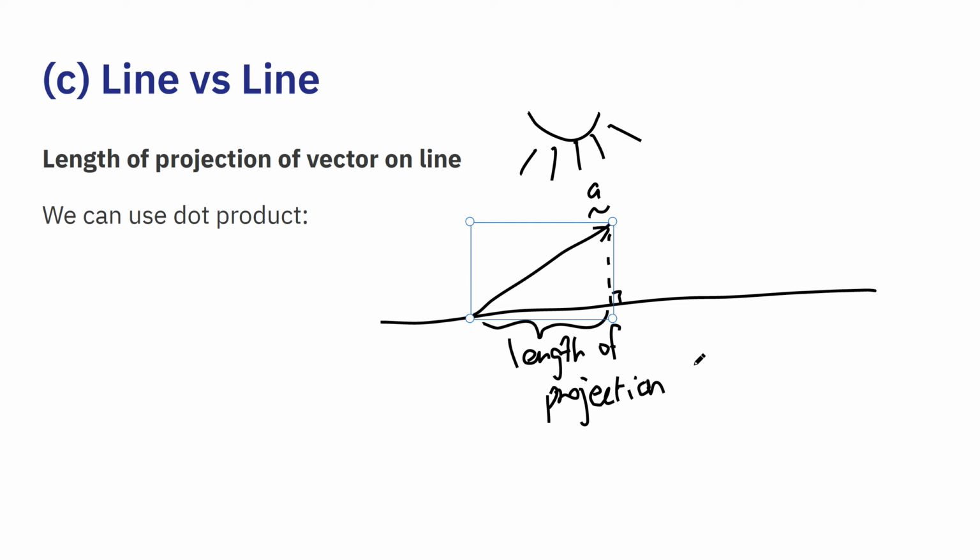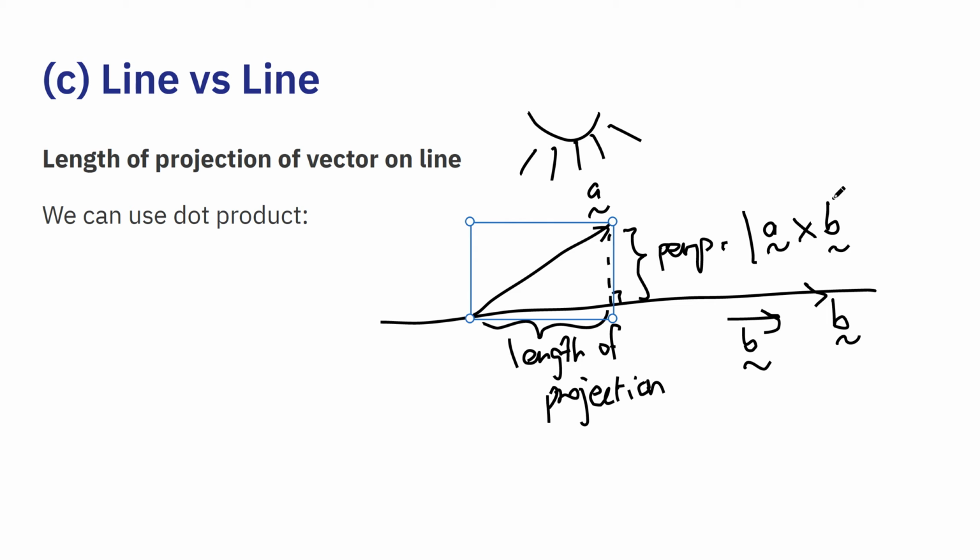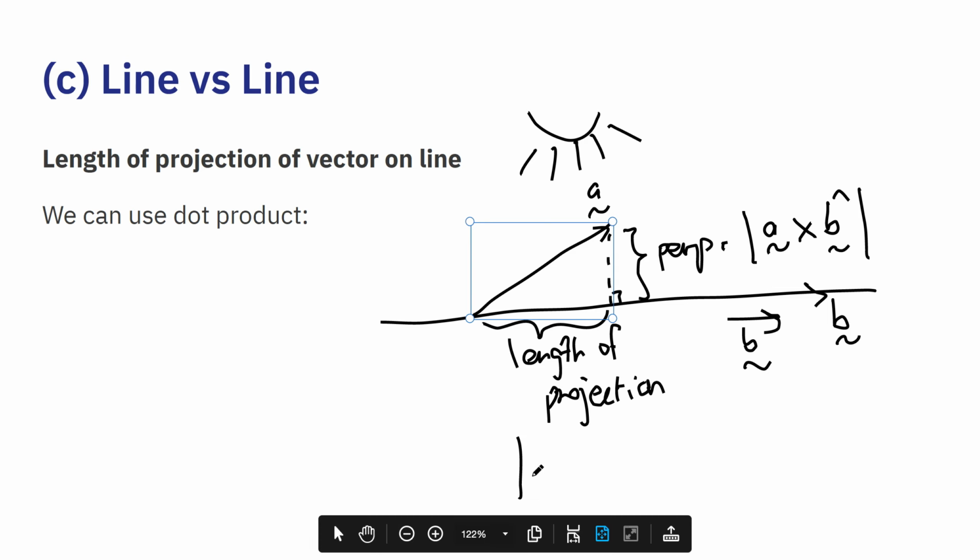Okay, so remember just now we defined this as B. This is our B here, and our perpendicular distance here was equal to A cross the unit vector of B. So in order to find the length of projection, the formula is almost exactly the same, but now you just do A dot the unit vector of B instead.